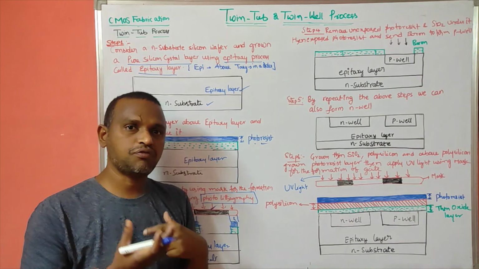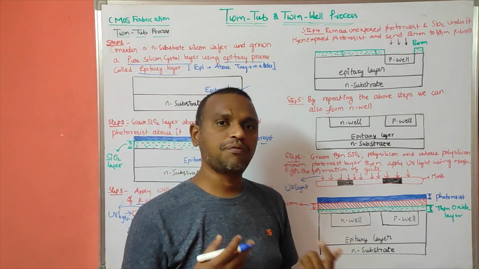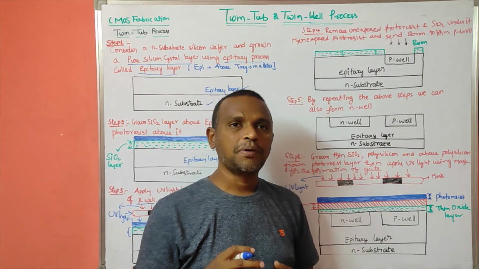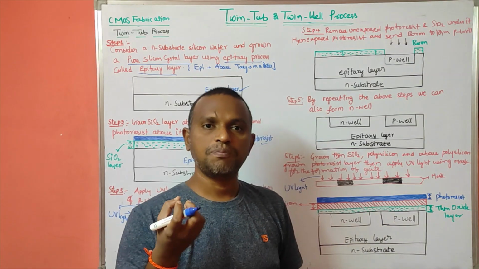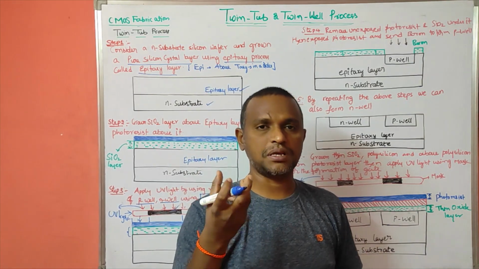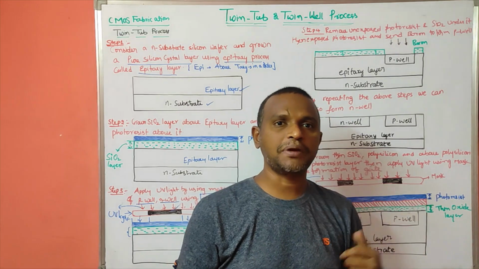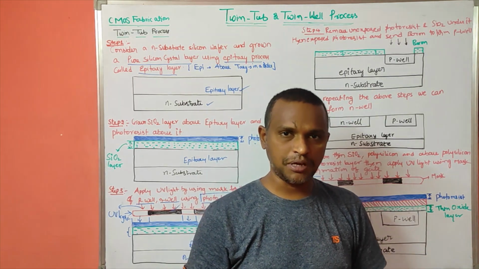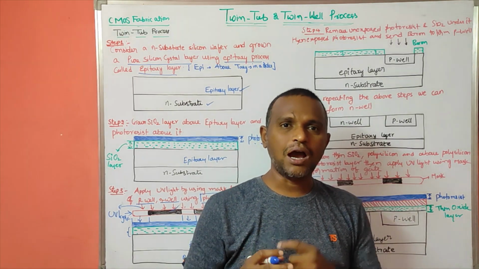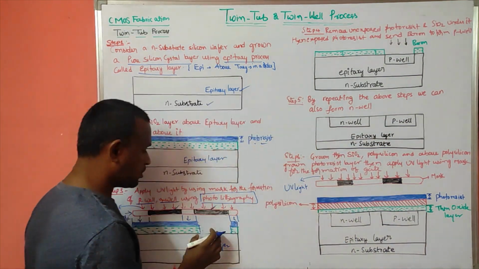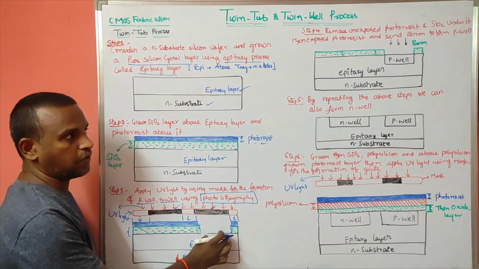But I have not formed this N well or P well yet. P well means what? It consists of P type semiconductor material. N well means what? It will become N type semiconductor material. So this one is the pure silicon for us.